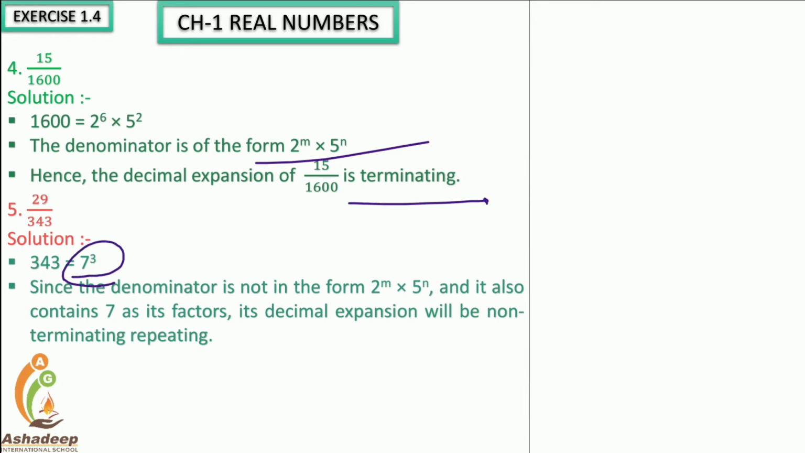Now here it is 7 cube. Since it is 7 cube, it contains 7 as a factor and is not in the form of 2 power m and 5 power n. Hence, this decimal expansion will be non-terminating repeating.